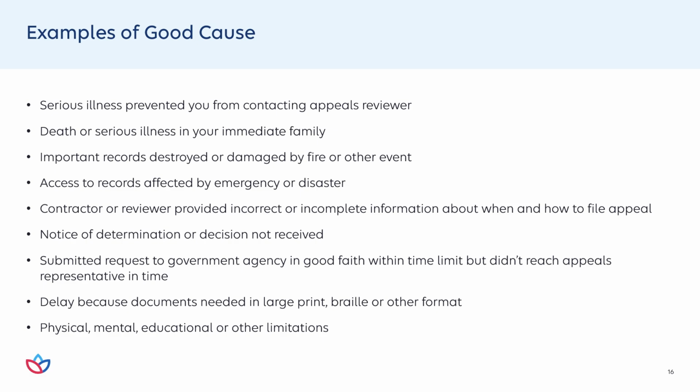So we talked about good cause for the extension to be granted on timely filing for your appeal. And good cause includes things like a serious illness preventing you from submitting an appeal, important records being destroyed or damaged, or access to the records being affected by a fire or another event like a hurricane or earthquake or a flood.